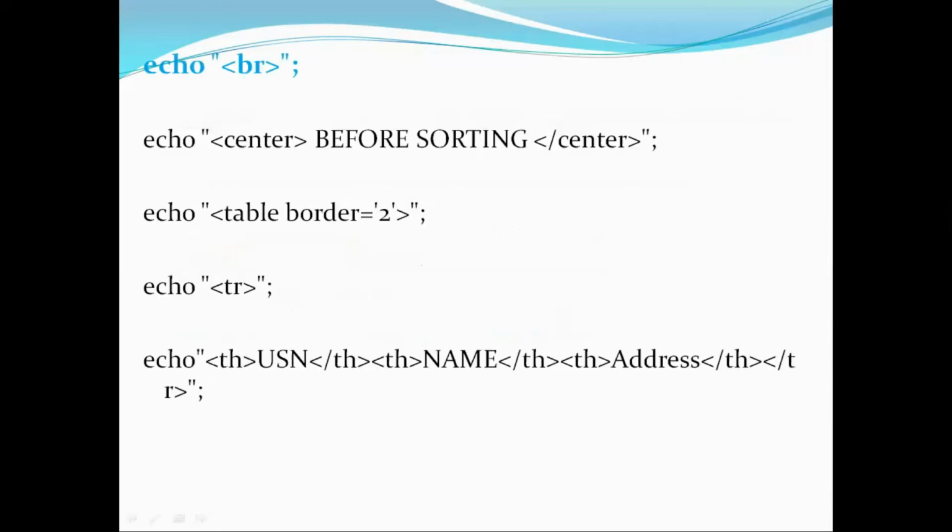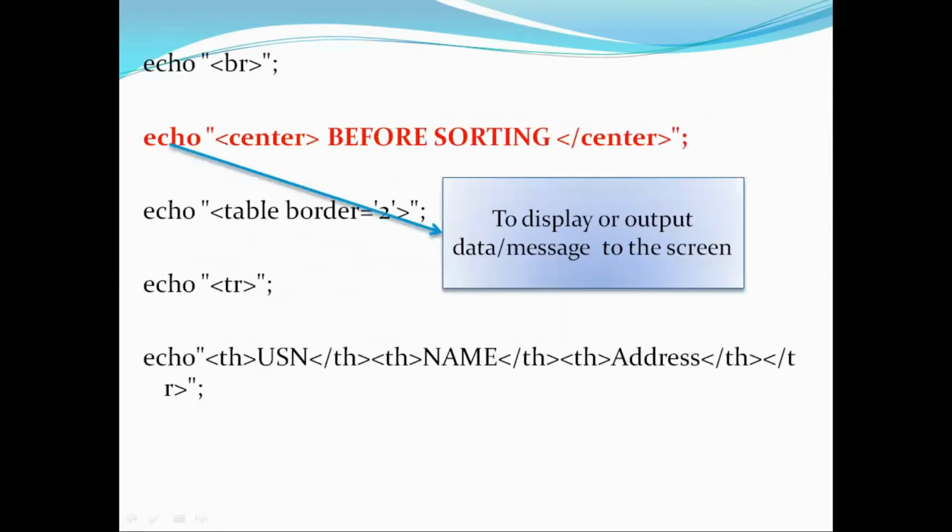After that we need to print the details of the database, that is, the records present in that database. First we need to print the details we entered in the database using the insert command. These will be displayed by creating a table, that is, the table tag. Then we create three columns: USN, name, and address. After that, we know that the echo command is used to display or output the data message to the string.